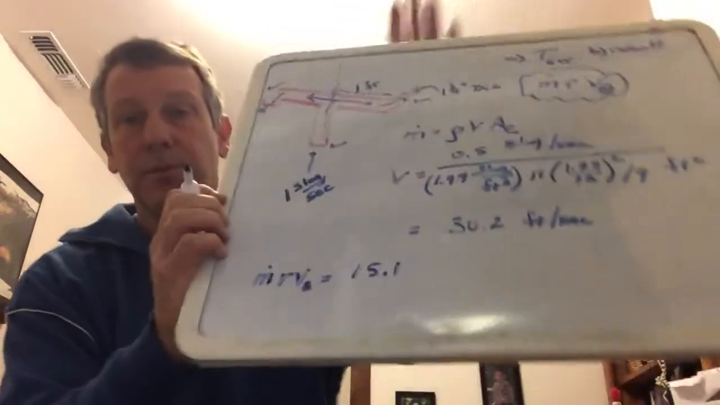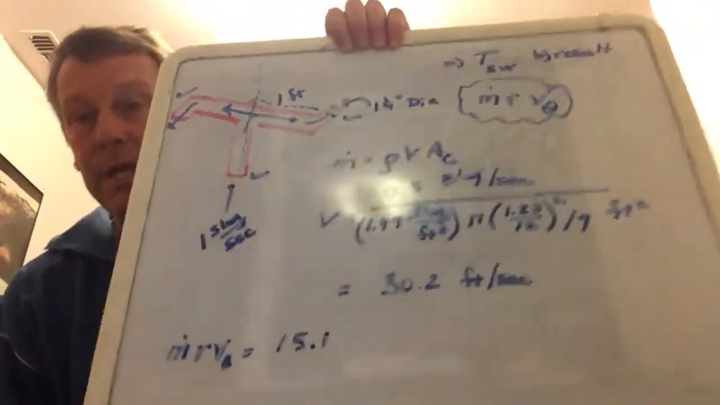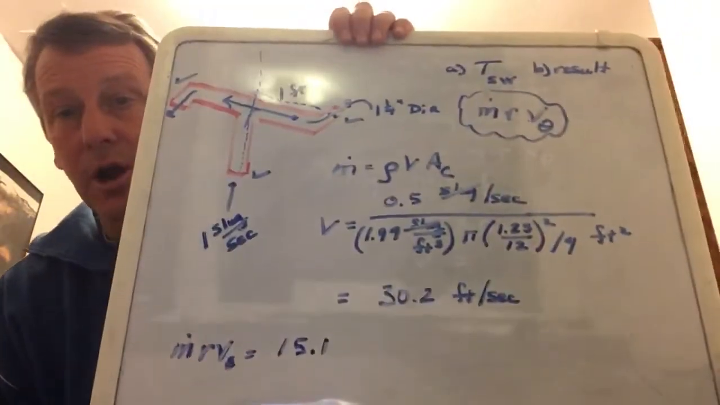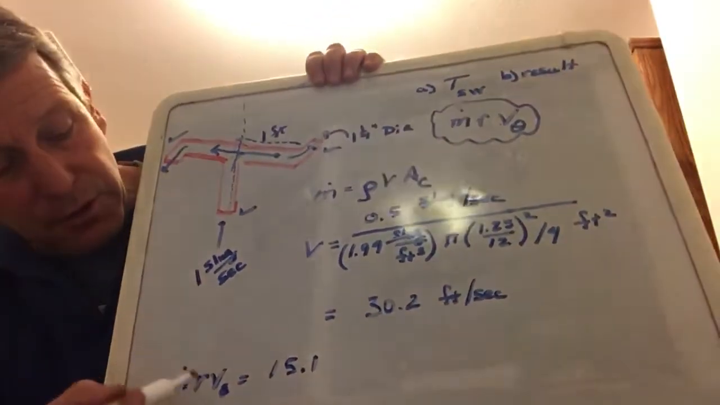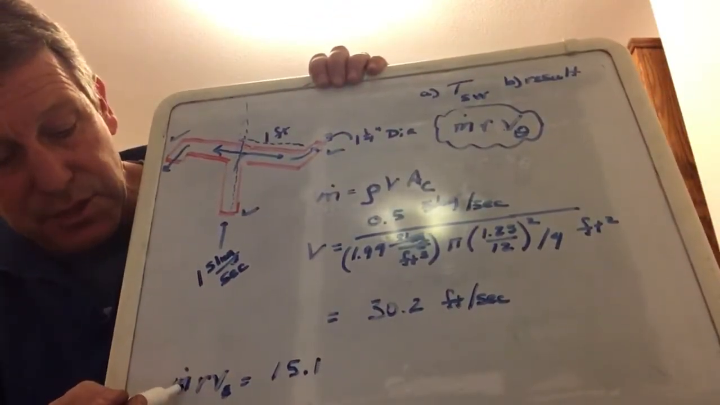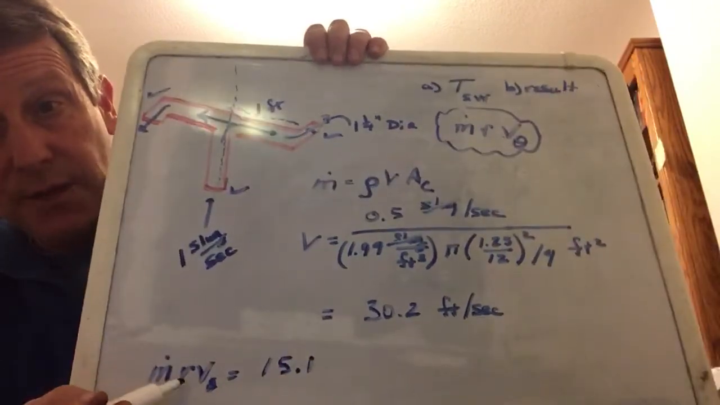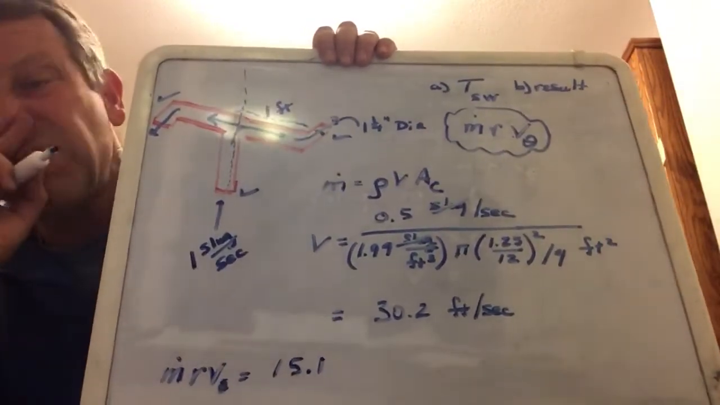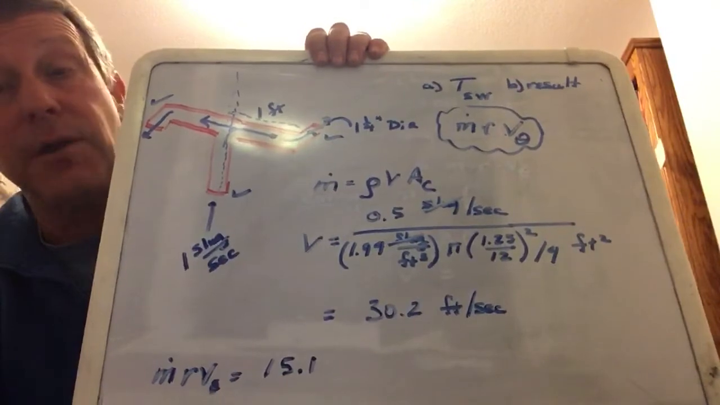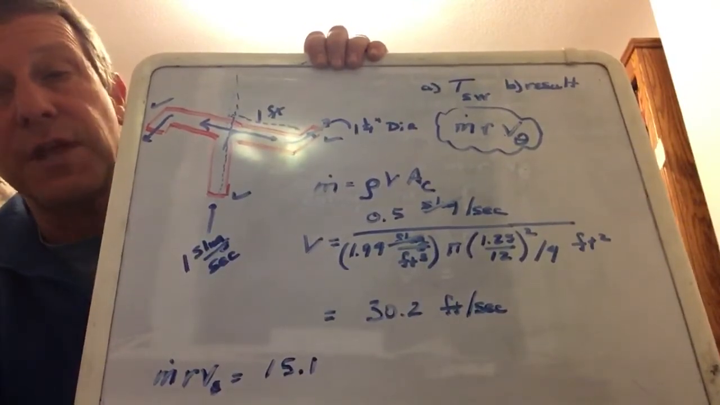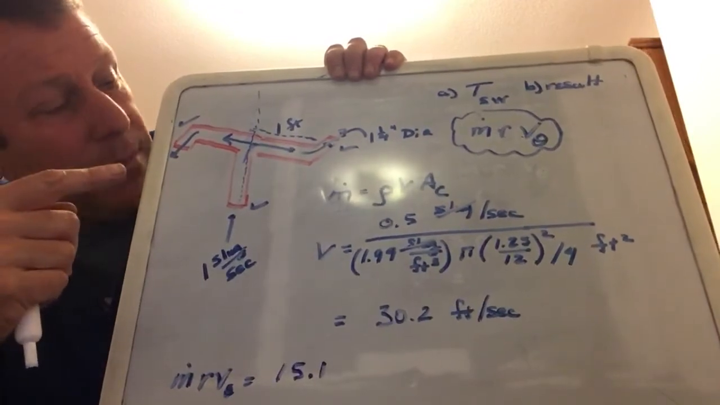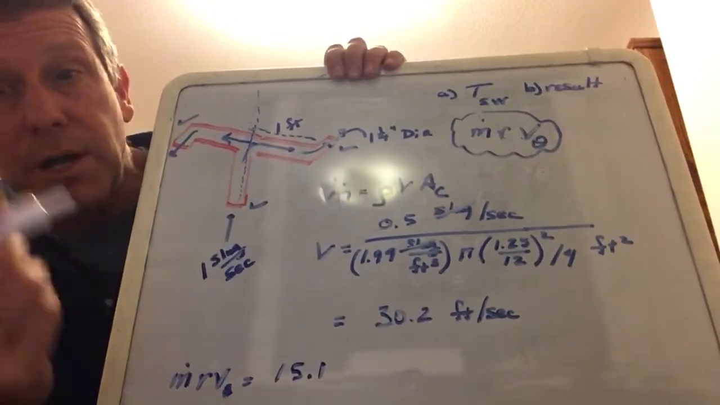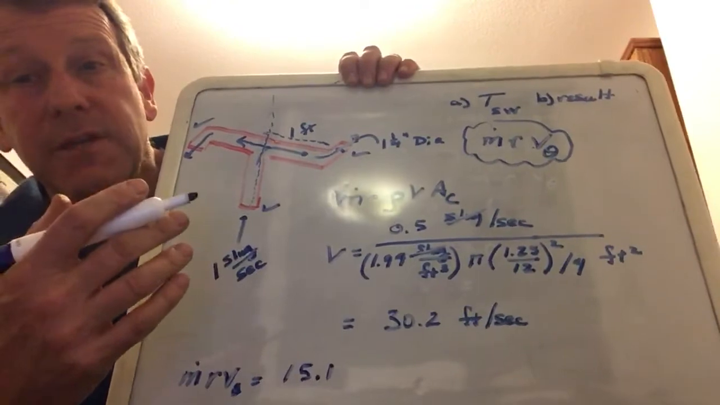Okay, so I was a little bit lazy with my work. I just went ahead and did m dot times r times v, and I got 15.1. We should think about how the units work out. This is slugs per second, this is feet, and this is feet per second. If you work it out, you're going to see a pound in there and a foot left over. So that's foot-pound. Let's take a look at how that 15.1, knowing that it's foot-pound, relates to the answer.